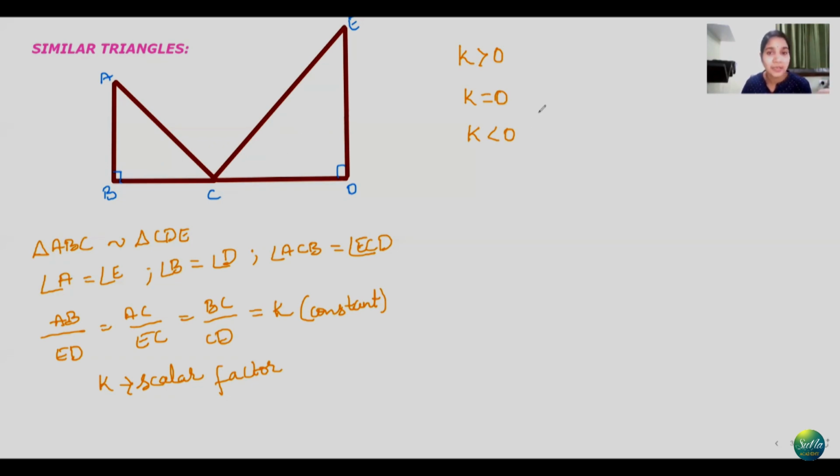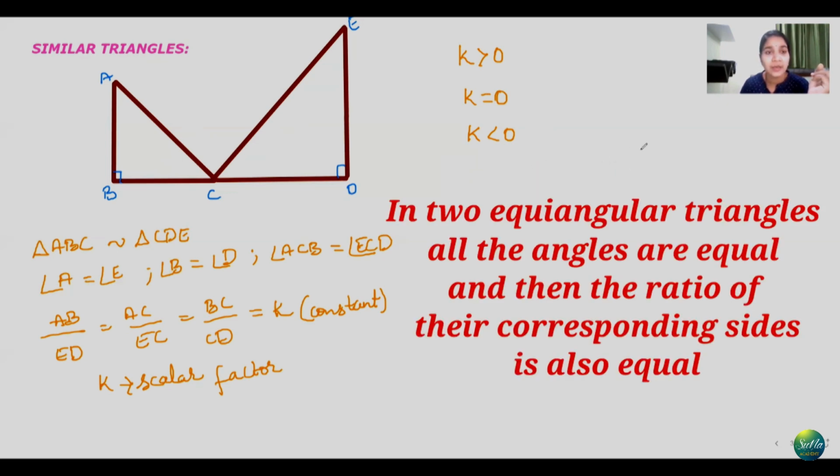Now we have observed that the corresponding angles are equal. When all the corresponding angles are equal in two triangles, we call them equiangular triangles. So in our example, triangle ABC and triangle CDE are both equiangular triangles. When two triangles are equiangular, their corresponding ratios are definitely equal.